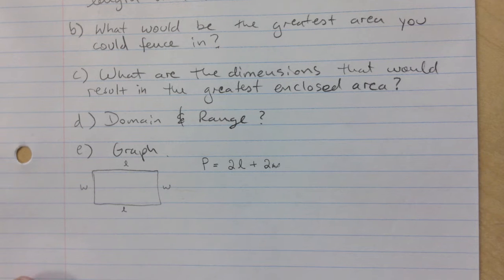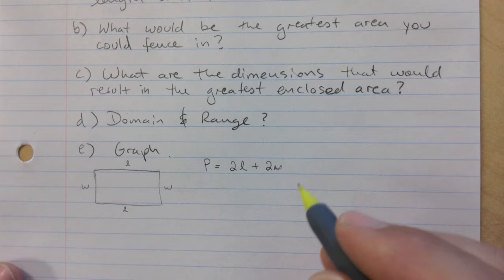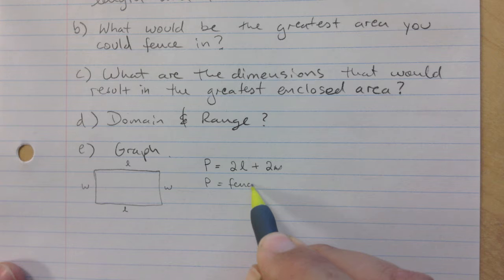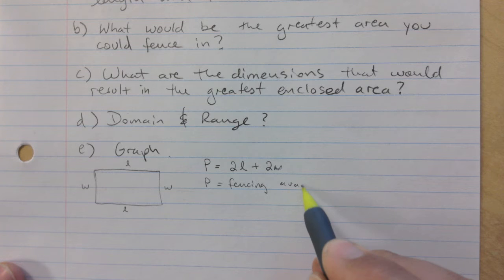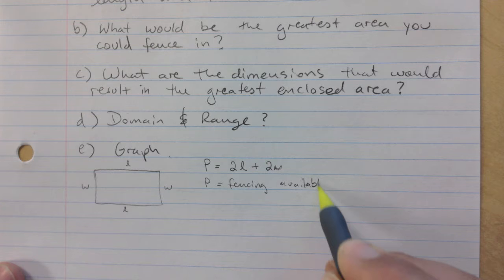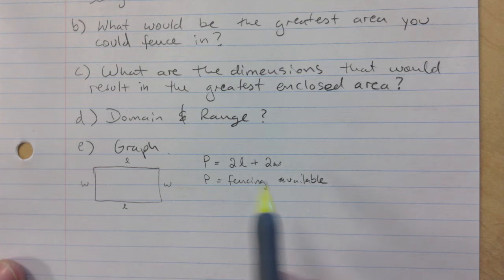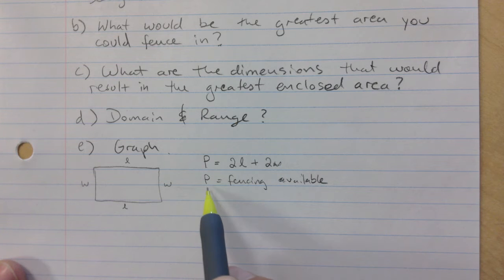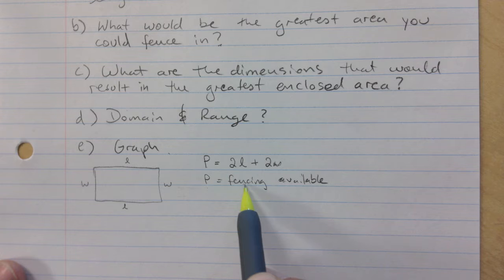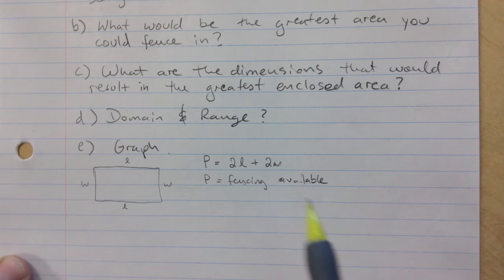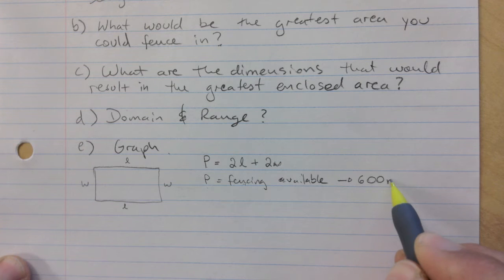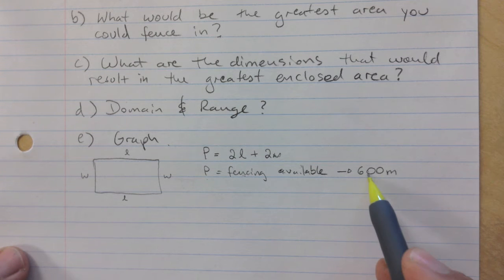And we know that the perimeter is the fencing available. Okay, so we know that the perimeter is this in terms of the equation of this shape that you're enclosing, but we also know that perimeter is the fencing available, right? So in this case, we have 600 meters available. So we basically will replace the P in the first equation here with 600.